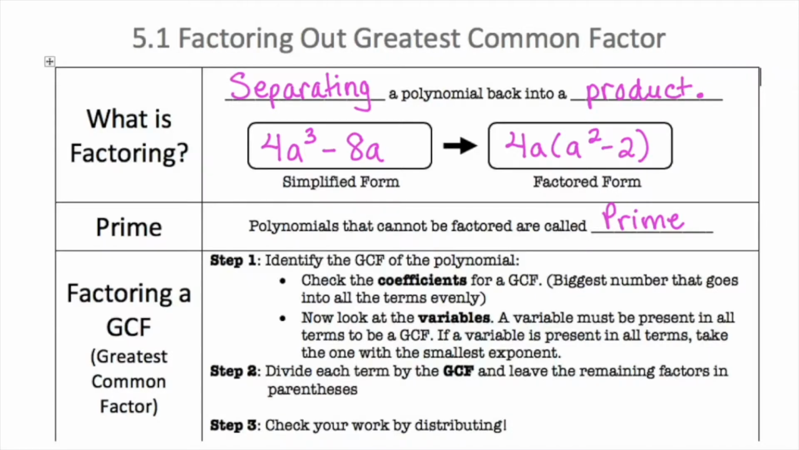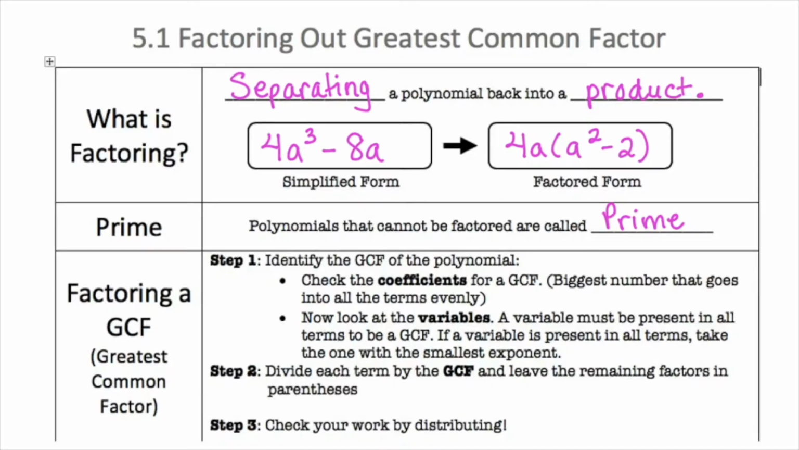And then the next thing you need to look at is the variables. So you're looking at the variables and seeing how many they have in common. A to the third has 3 a's, but just a to the first power only has 1 a. So therefore, they only have 1a in common. So that's why we pulled out just 1a and made the GCF 4a.